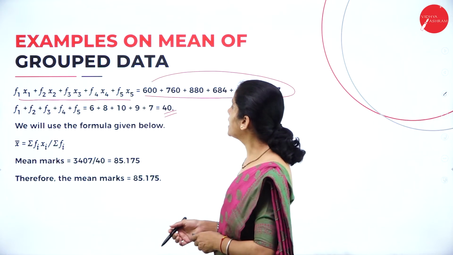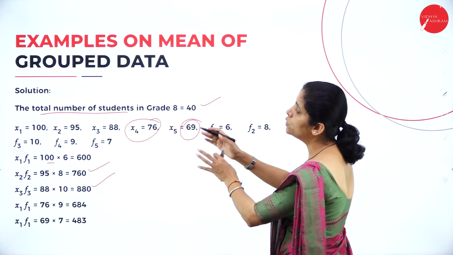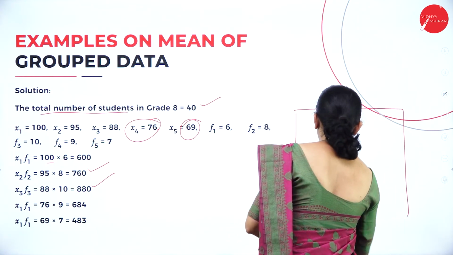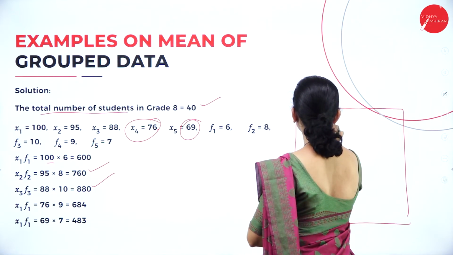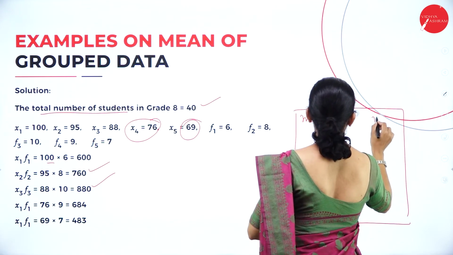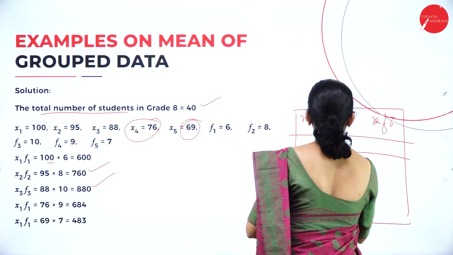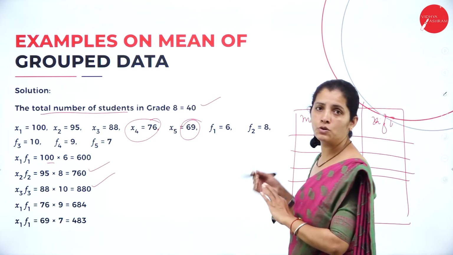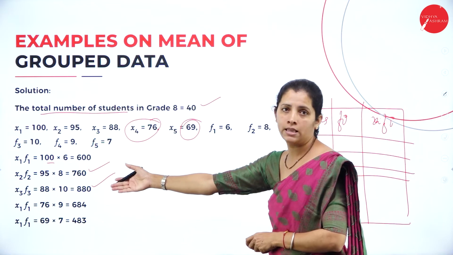So dear student, I can construct a table for this data, or I can use this method. If I am constructing the table, first I write the marks obtained, then frequency f, then xi into fi, and fill in the values. This is also a way to find the solution, or I can follow this method.